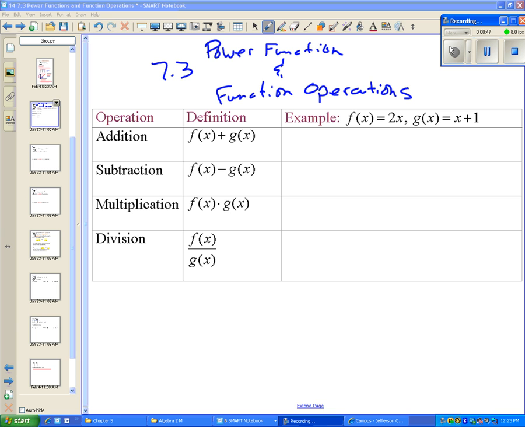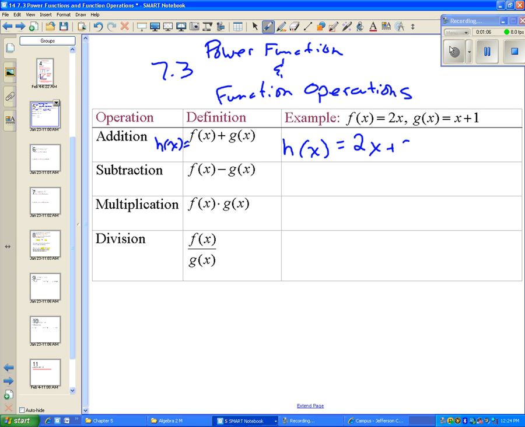So we want to talk about how to find my new function. My new function we're going to call h of x. Can I use any variable to talk about it? Yes. And just like this said, I want h of x to equal f of x plus g of x. Well, what's f of x? F of x is 2x. What's g of x? Well, that's x plus 1. So 2x plus x plus 1 is going to be 3x plus 1. So my new function h of x is 3x plus 1.